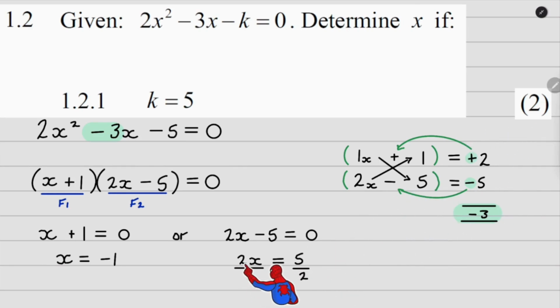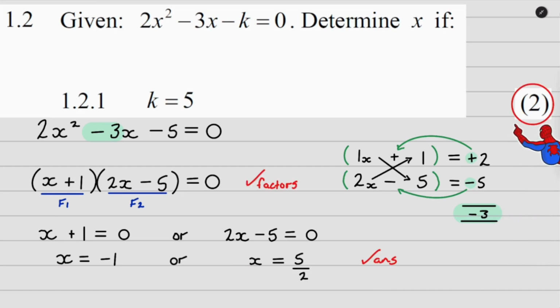And then these 2's cancel with one another. And we get our second answer for x to be 5 over 2. And then we've just got to separate the solutions with the word or. Yes, it's got a hard fought 2 marks. Okay, first mark comes from the factors over here. Second mark comes from the correct 2 answers.